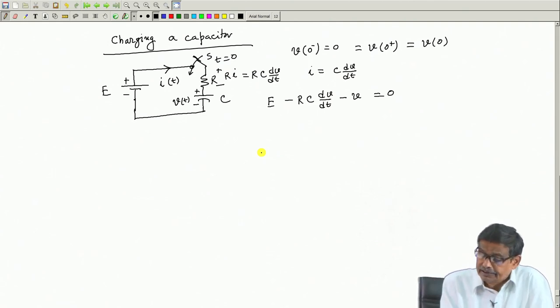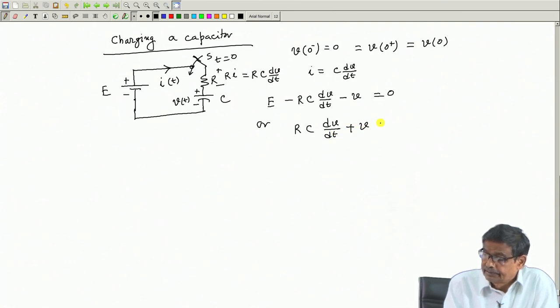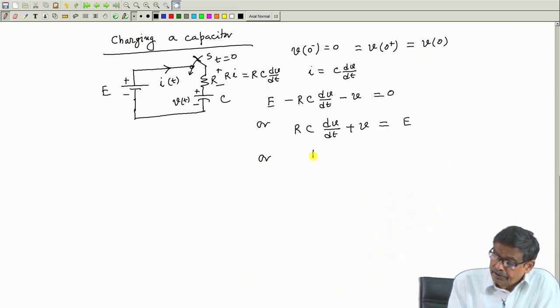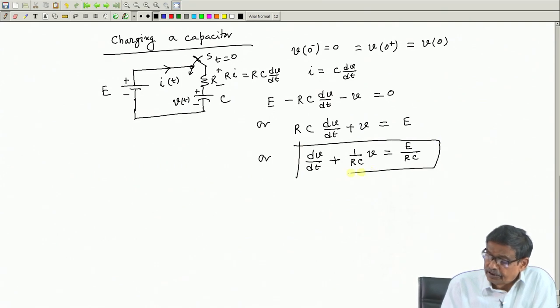So, that is the key. So, this once again I will take to the right hand side and write it like this: dV/dt, if you divide by RC, equals E over RC minus V. I will do it a bit faster; you also are exposed to this at some point or other in your first year course. So, this is the fundamental differential equation.